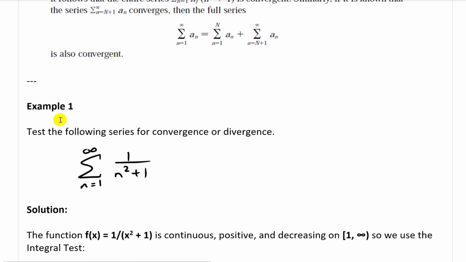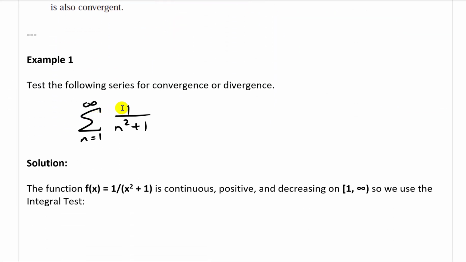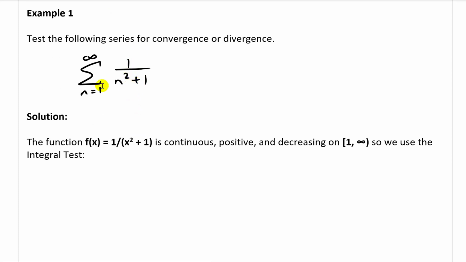Alright, so now let's look at example 1 just to test out this integral test. Test the following series for convergence or divergence: from n equals 1 to infinity of the summation 1 over n squared plus 1. As you increase the value of n, you're dividing by a larger number, so the terms decrease. It's also always positive, and it is continuous because there are no discontinuities here; you can't make the bottom 0.